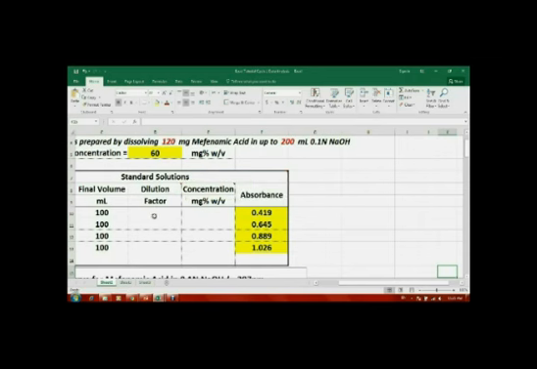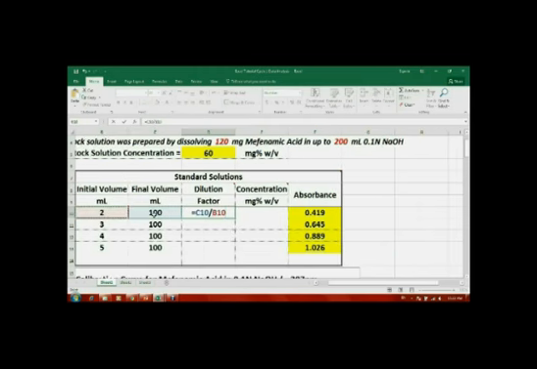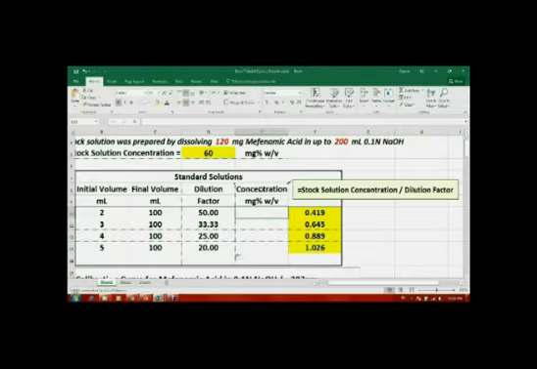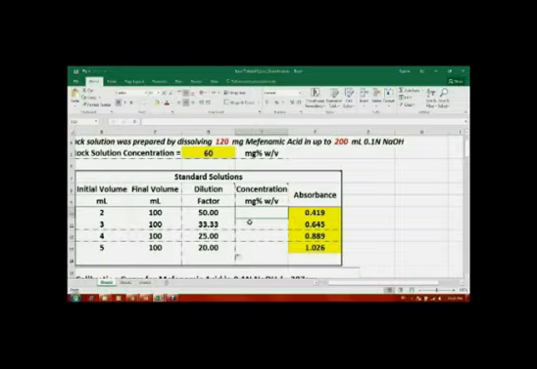Then you have to calculate the concentration of each standard solution. This should be equal to the concentration of the stock solution divided by the dilution factor used to prepare the solution. Dilution factor is equal to the final volume divided by the initial sample volume withdrawn from the stock solution.